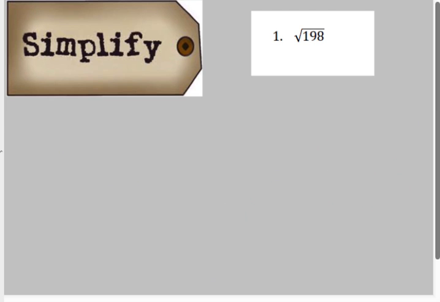Okay? So let's look at some examples. For the first one, we need to simplify. So I need to think, well, this is a square root.